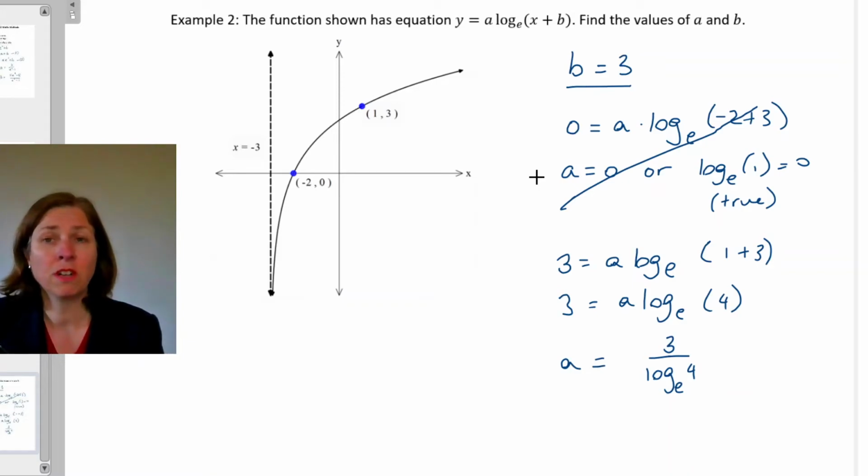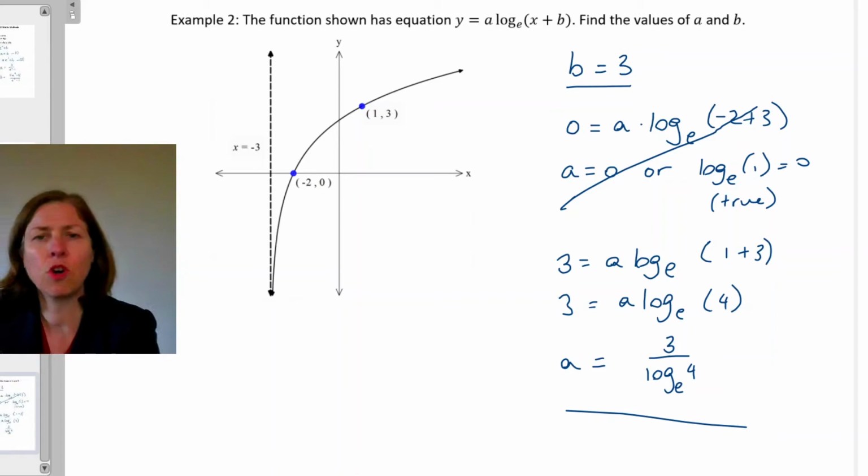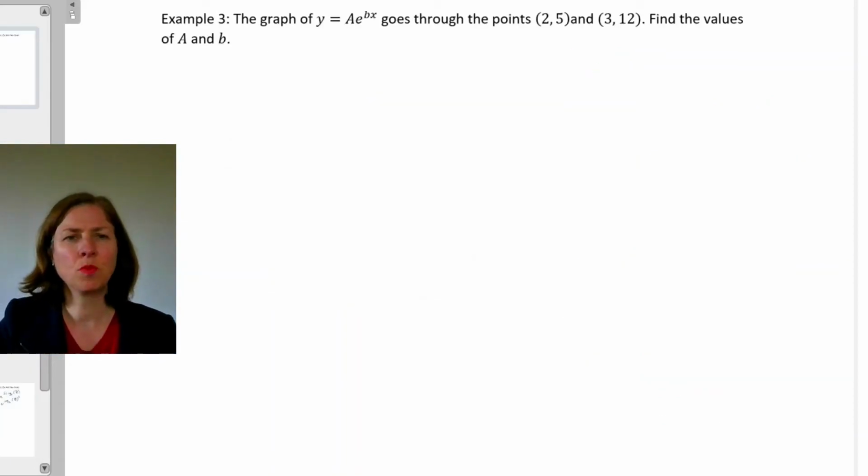So I've solved it. I've got b equals 3 and I've got my answer for a. So I've found both a and b. Now I've got one more worked example. So here's my last worked example.